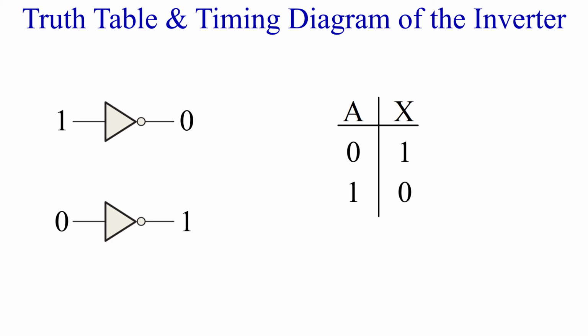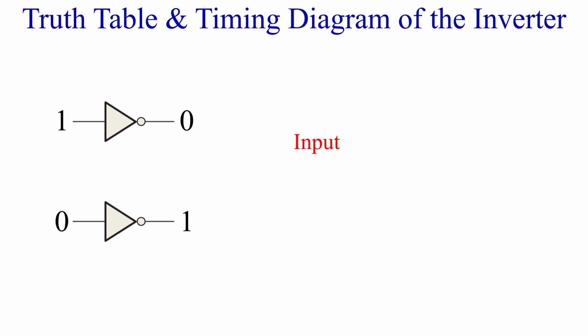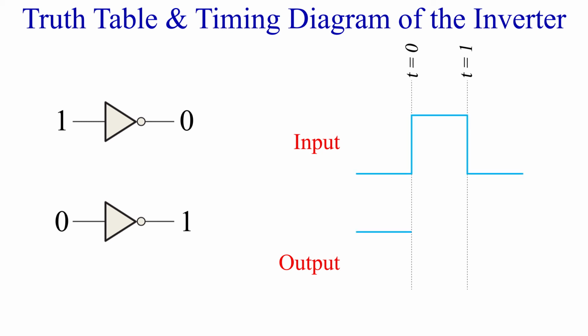We can also make a timing diagram for the inverter. The top waveform will be the input. The bottom waveform will be the output. All we need is two times on our diagram, one where the input goes from low to high, and one where the input goes from high to low. Let's draw our input just like that. It starts low, and then at t equals 0, it goes high. Then, at t equals 1, it drops to low.